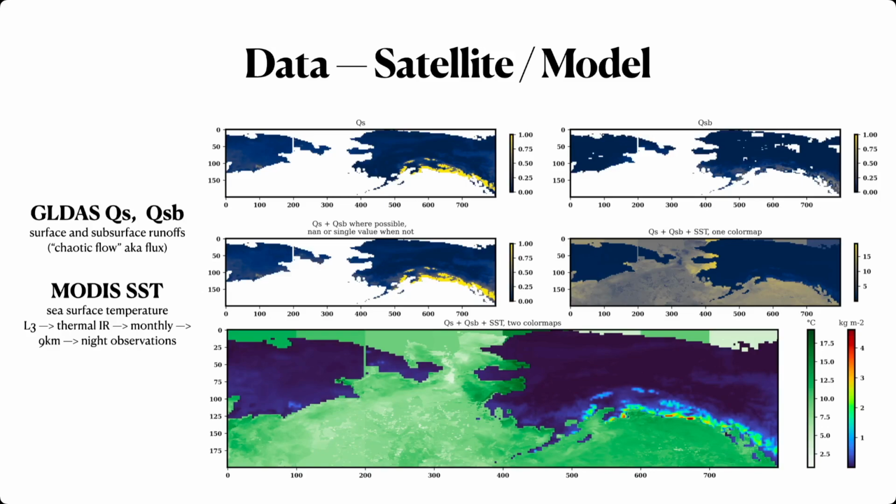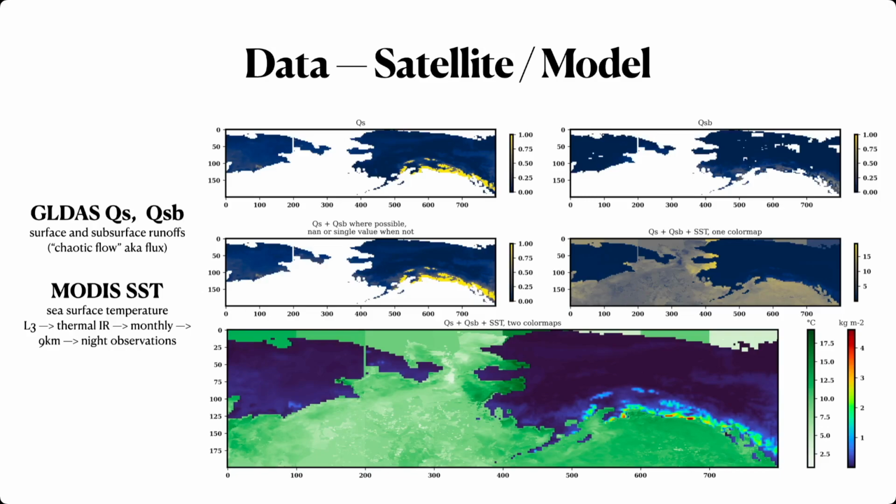So moving to the satellite observations, we again reused from paper 1 and paper 2 GLDAS, the Global Land Data Assimilation System's observation of Qs surface runoff as well as Qsb subsurface runoff. These are both solutions from meteorological inputs of water and energy flux algorithms. In this particular case, we used the NOAA algorithm. It's a runoff or a chaotic flow, which we regard as a flux. And then MODIS is a sea surface temperature. We used level 3, the thermal, at a monthly frequency, 9 kilometer resolution, and only the unit observations.